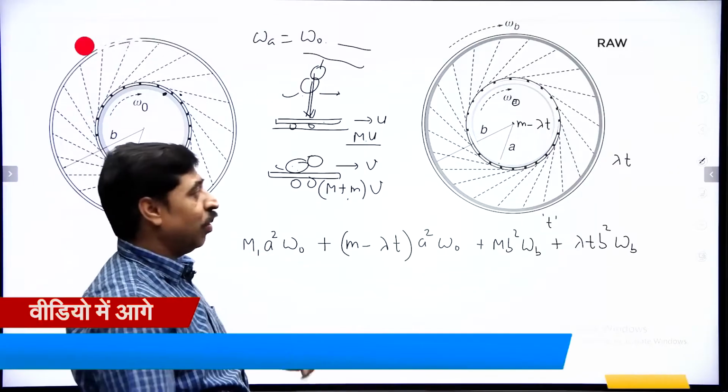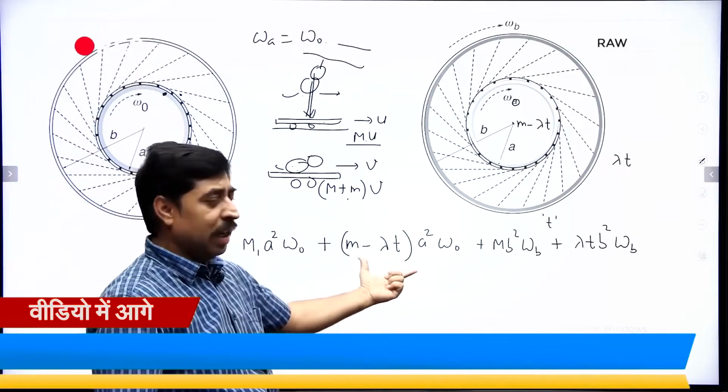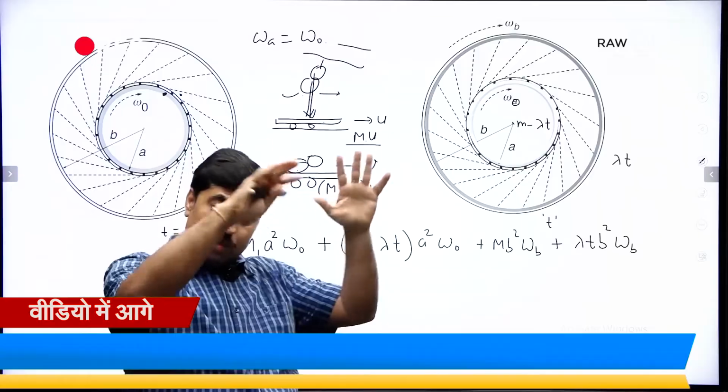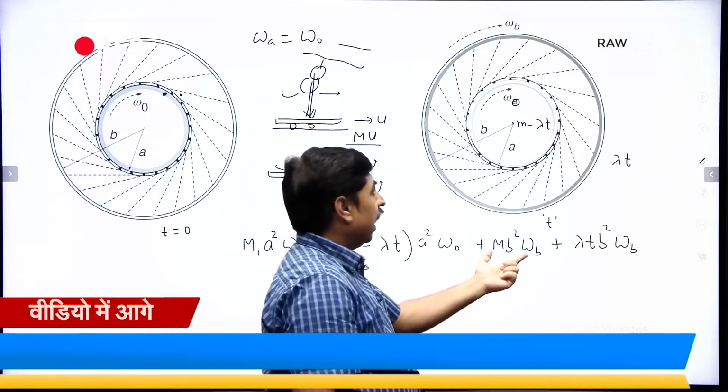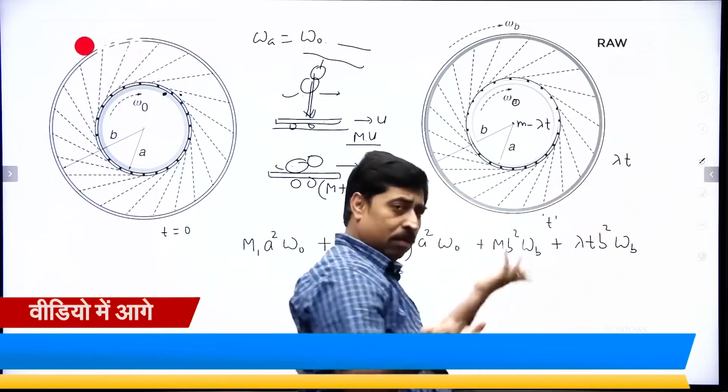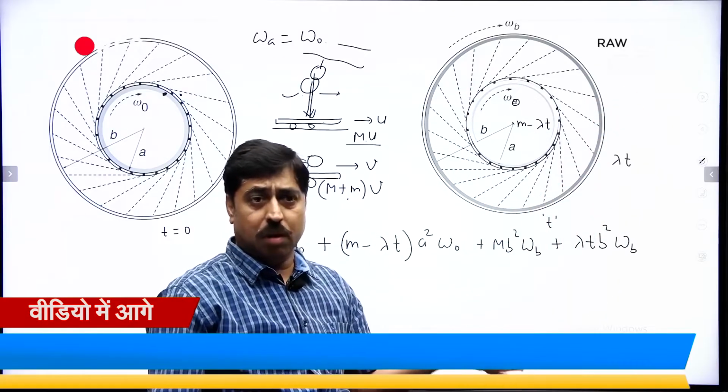This is angular momentum for the drum only. This is angular momentum for the sand particles which are still sticking to the inner wall of this drum. This is angular momentum of the outer drum.